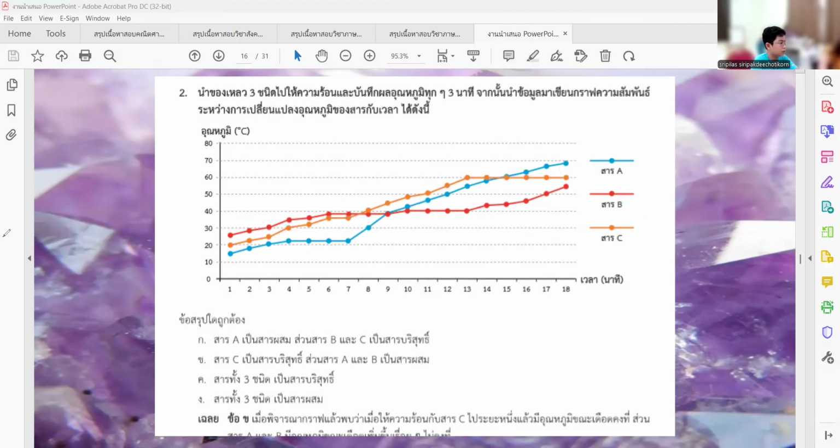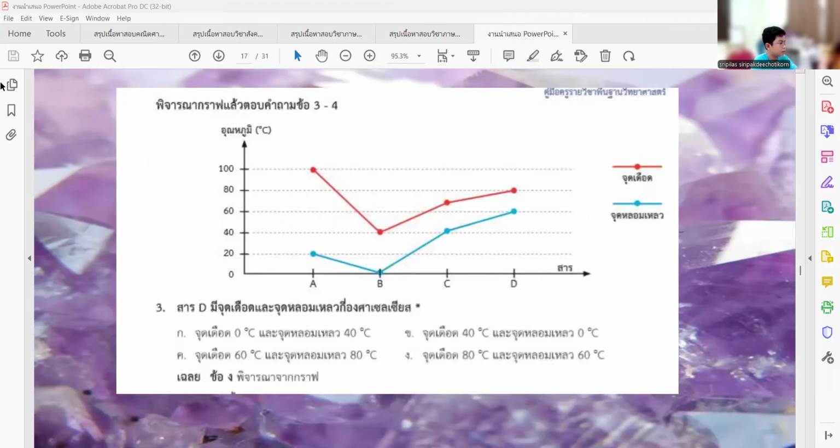Okay, let's go to the next page. Only the substance C shows the constant boiling point at the end, right? Yes, I'm so lazy. D has a melting point and... hold on.